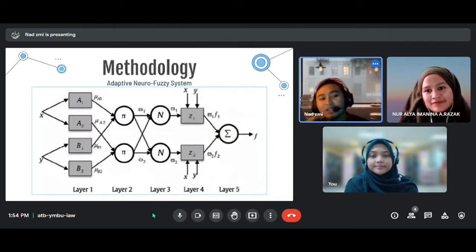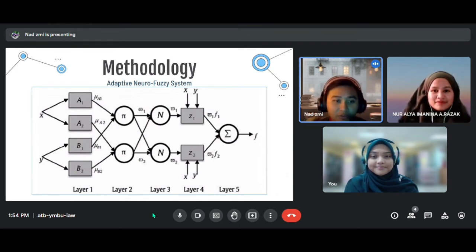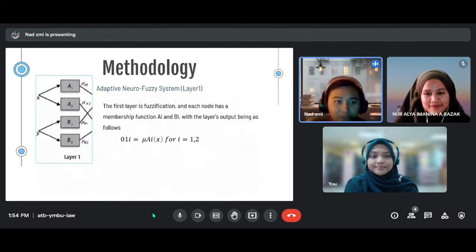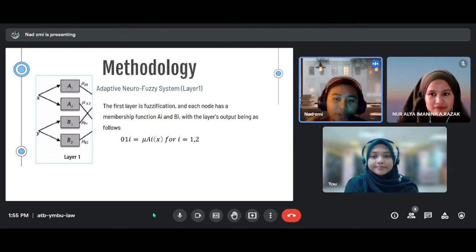Okay, so for the methodology, it is the adaptive neuro-fuzzy system. It consists of five layers, and each layer has its own process. In layer one, the first layer is fuzzification, and each node has a membership function, Ai and Bi, with the layer's output being as follows, like shown on the screen.